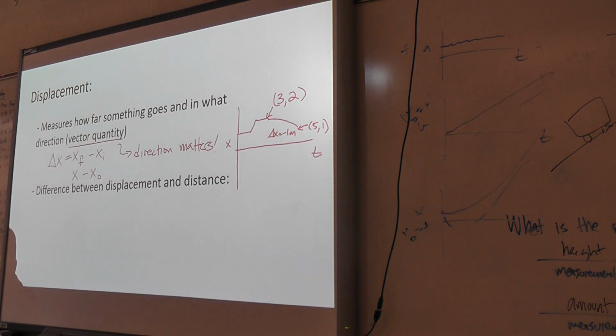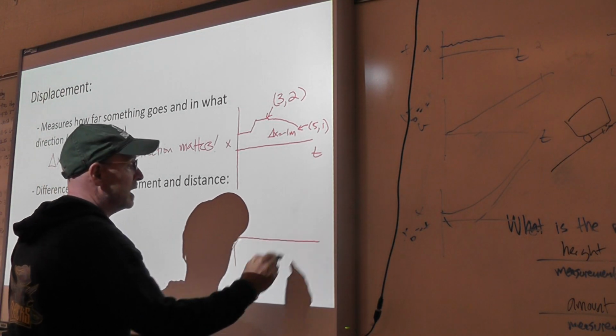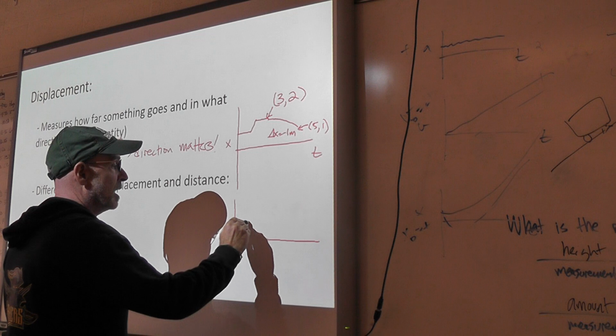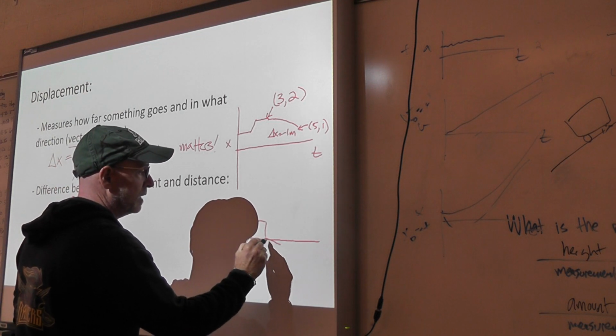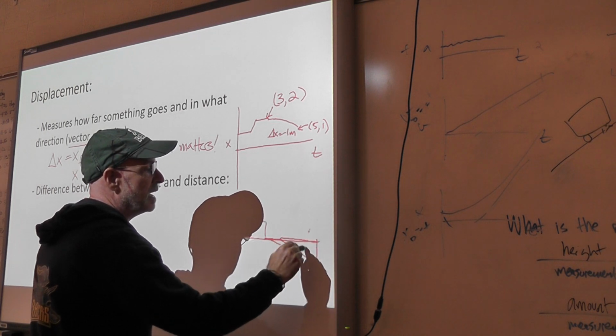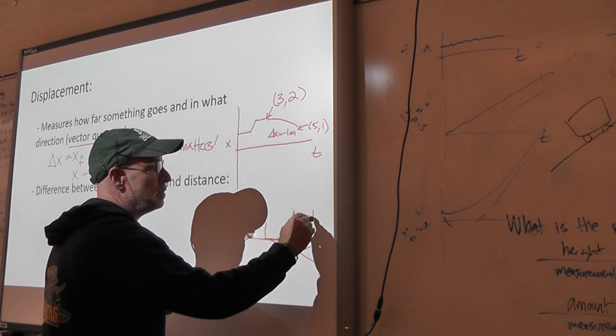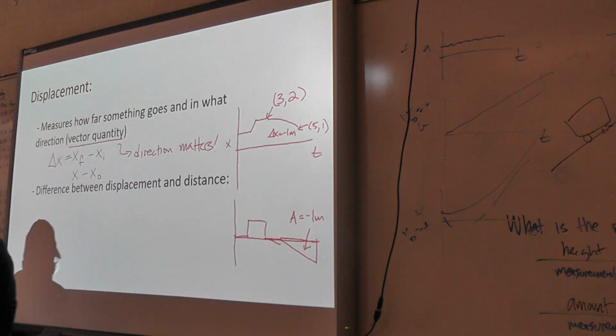You can also find displacement from a velocity versus time graph. That's trickier, but you did that as well. Your velocity versus time graphs looked like this. And we can find displacement by finding the area. If you find the area of this particular shape, you should have found that that was -1 meter as well.